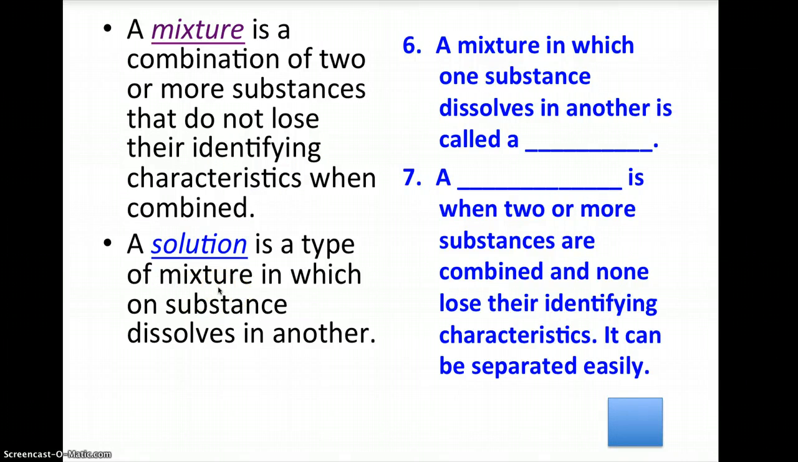Another thing you need to know is a solution. Now, a solution is a kind of mixture. So all solutions are also mixtures, but not all mixtures are solutions. Let's read this right here. It says, a solution is a type of mixture in which one substance dissolves in another. I want you to highlight this word dissolves. Dissolves is important to link with solution.